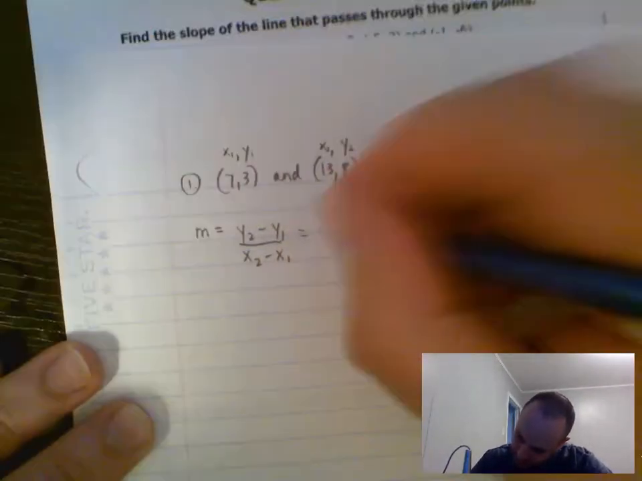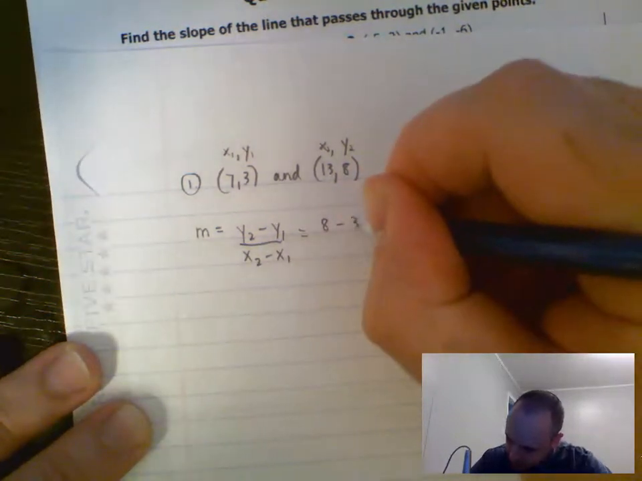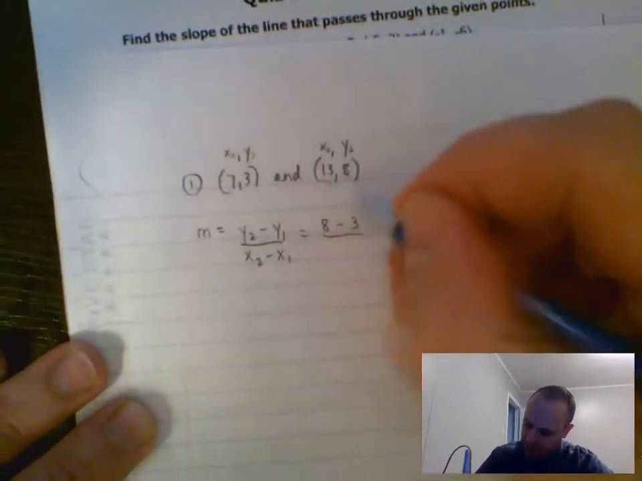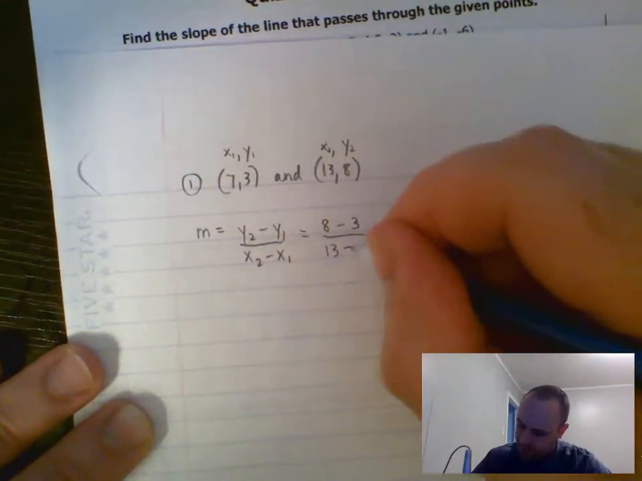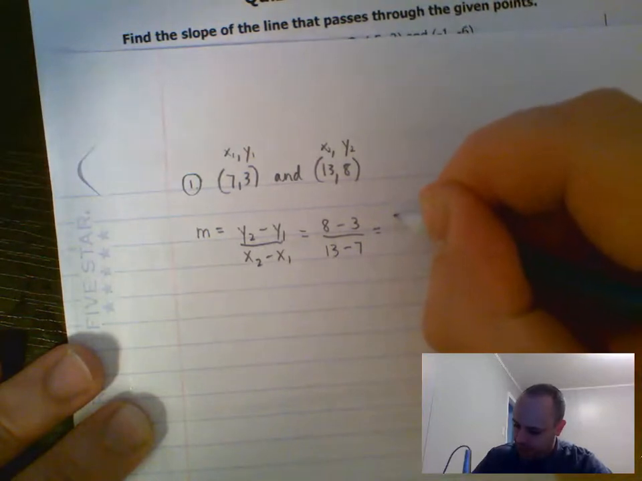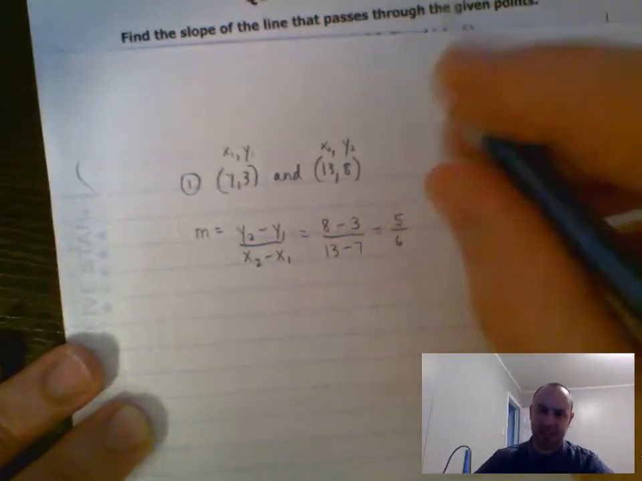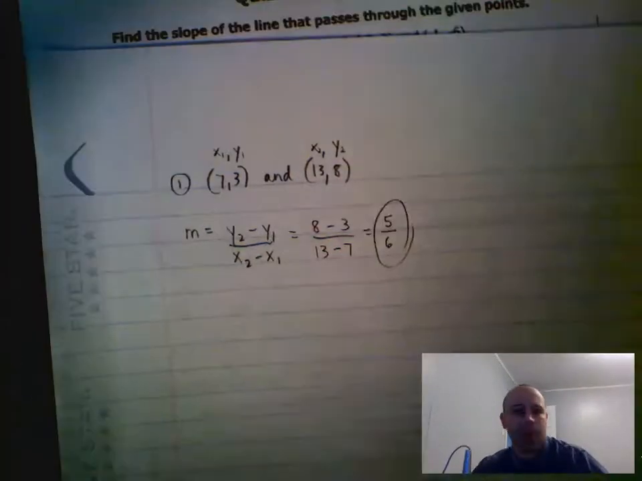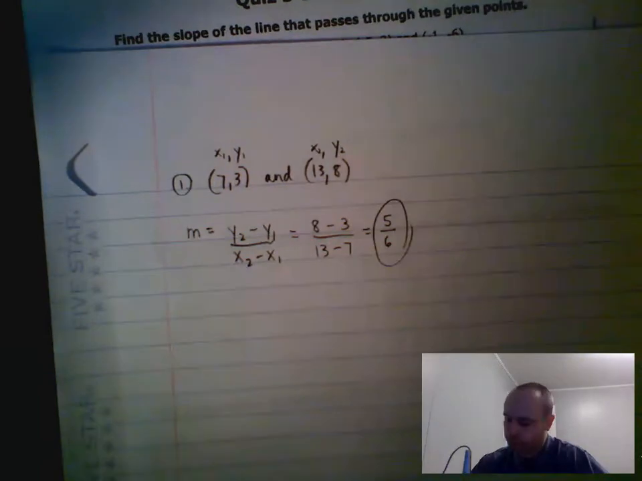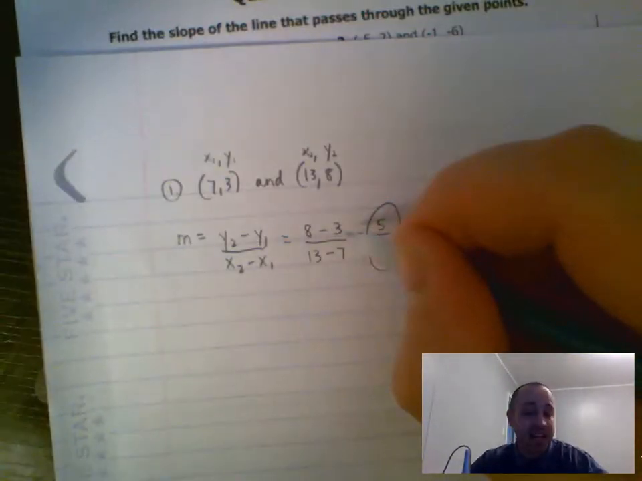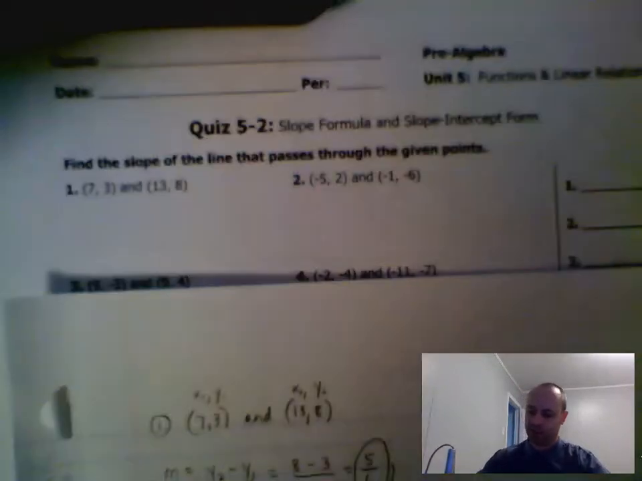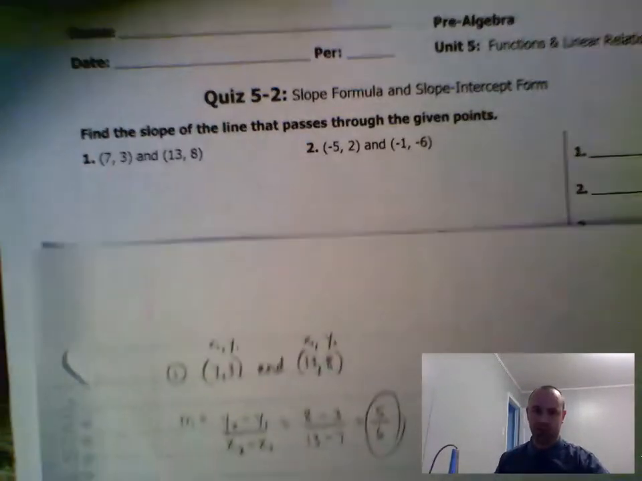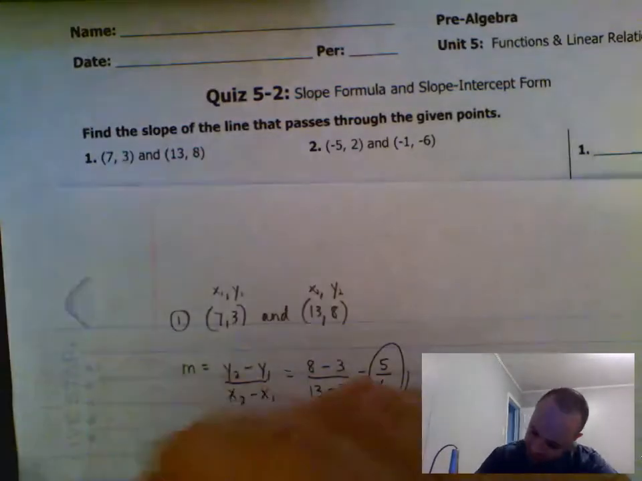So in this case, it's going to be 8 minus 3 over x2 is 13 minus x1 is 7. So on the top, that's going to be 5. On the bottom, that's going to be 6. So your answer for the first one is 5/6. Now be careful with negative numbers. Be careful if you get something like minus a negative. So be very careful on number 2. Be thoughtful and careful. You'll do number 2. Number 3 we'll do together.